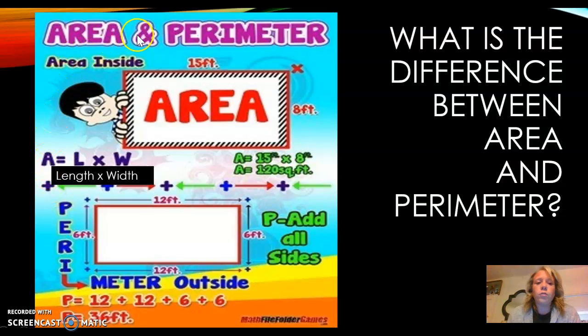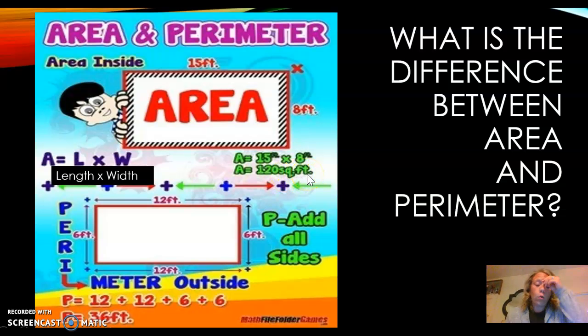Here on our anchor chart, you'll see the top references area. Area is the measure inside of something. So on this rectangle, we're talking about how much space is on the inside. To find the area, you use the formula length times width. So our length is 15 feet and our width is 8 feet. So to solve, we would do 15 feet times 8 feet gives us 120 feet squared.